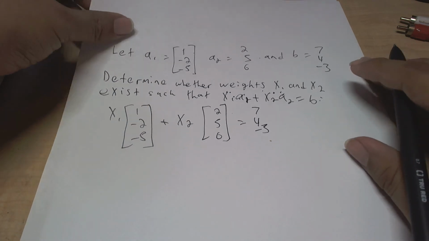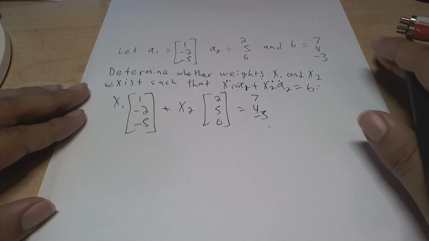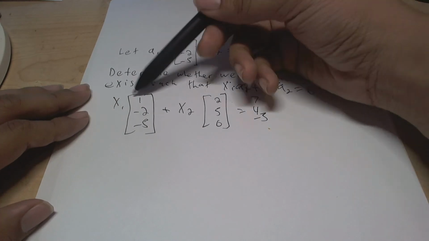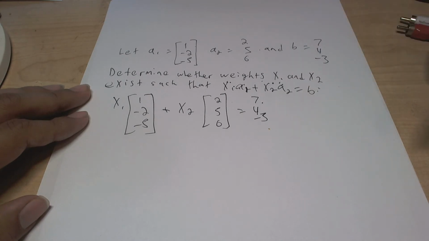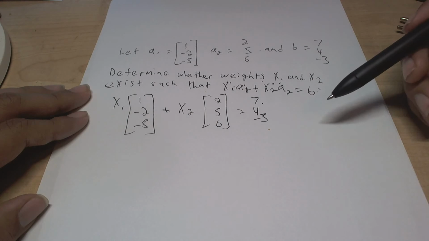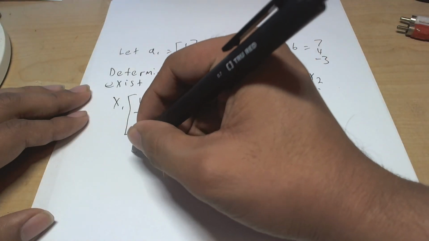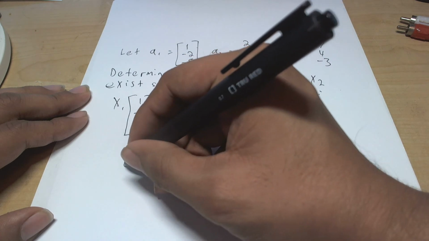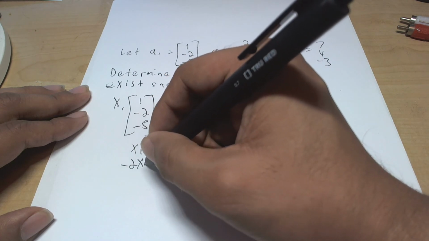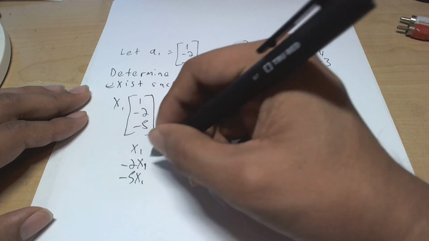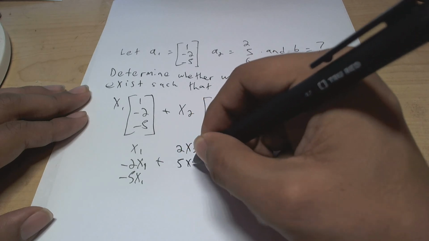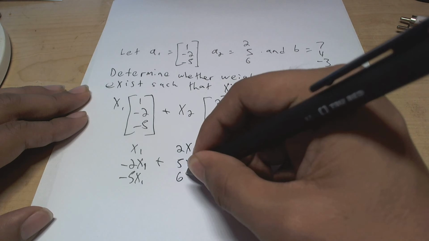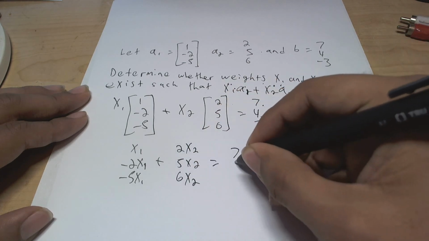Maybe I've been writing a little bit too big. Now I don't have any space. Anyway, so now we're left with this. It's not quite familiar, but it is kind of similar because we have scalars and we know about scalar multiplication. So let's go ahead and do that. x sub 1 multiplied by this is x sub 1, negative 2 x sub 1, negative 5 x sub 1, plus 2 x sub 2, 5 x sub 2, 6 x sub 2, equals 7, 4, negative 3.